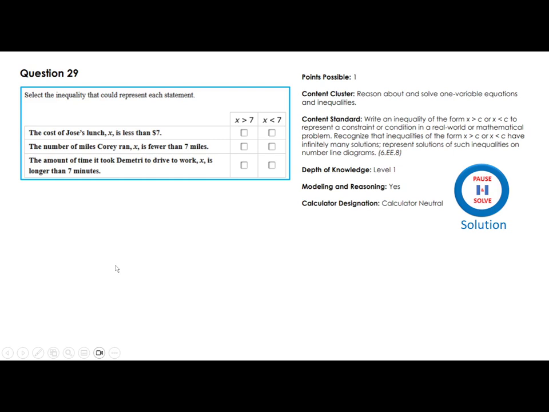Select the inequality that could represent each statement. Please pause and solve and come back. The cost of Joe's lunch X is less than 7. Less than 7. The number of miles Corey ran X is fewer than 7. That's even less. The amount of time it took Dimitri to drive to work X is longer than 7, more than 7. That's it.